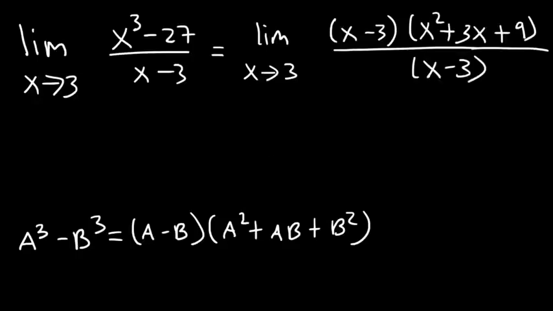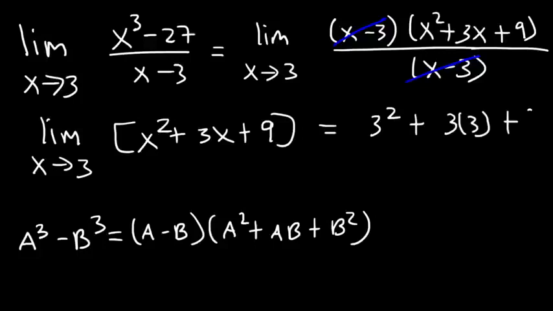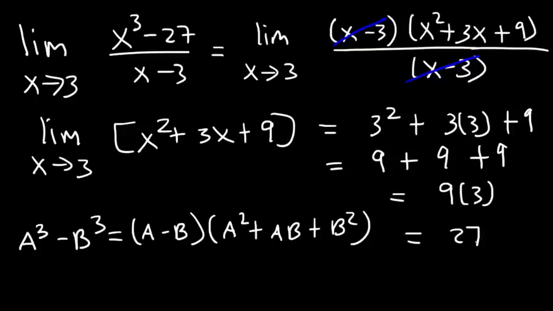So now we can cancel the factor x minus 3. What we have left over is the limit as x approaches 3 of x squared plus 3x plus 9. At this point, we can use direct substitution. So it's 3 squared plus 3 times 3 plus 9, which is 9 plus 9 plus 9. Adding 9 three times is basically multiplying 9 by 3. And so this limit is equal to 27.